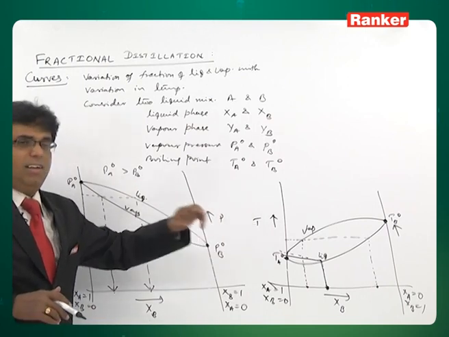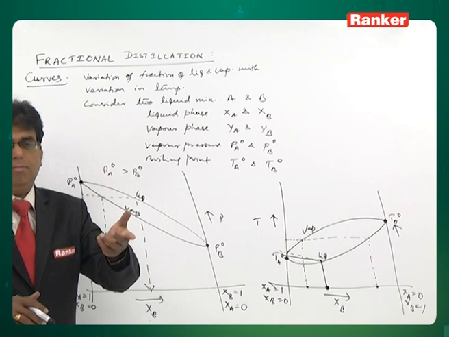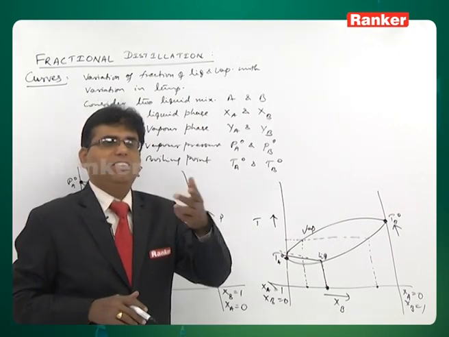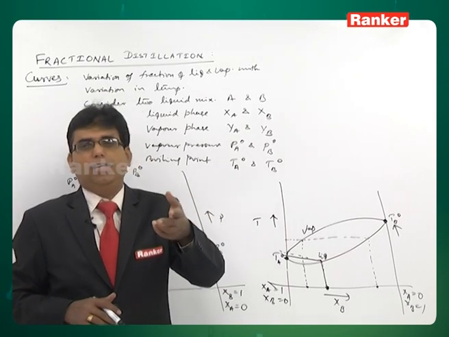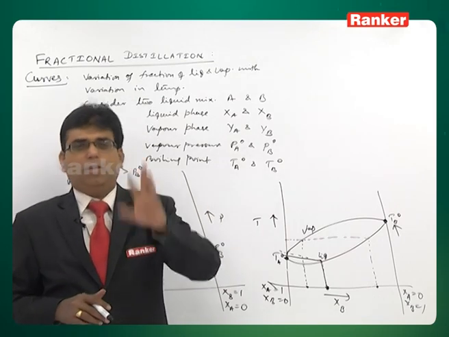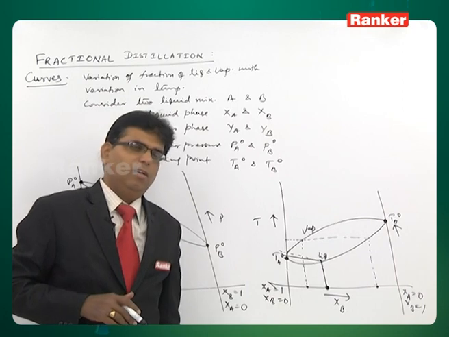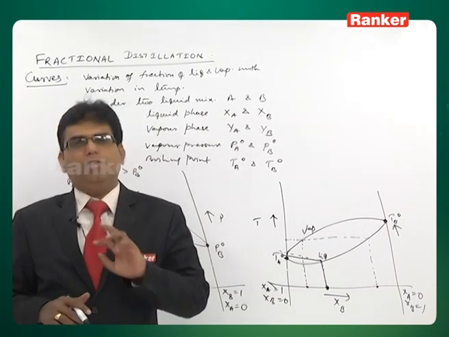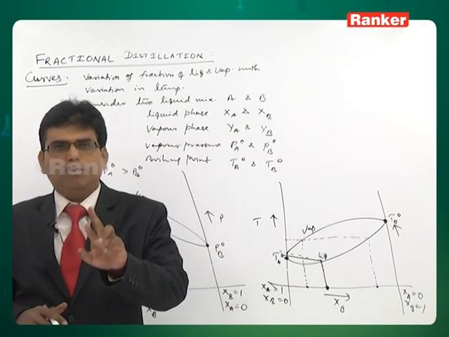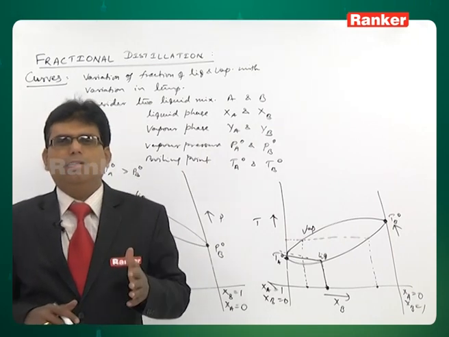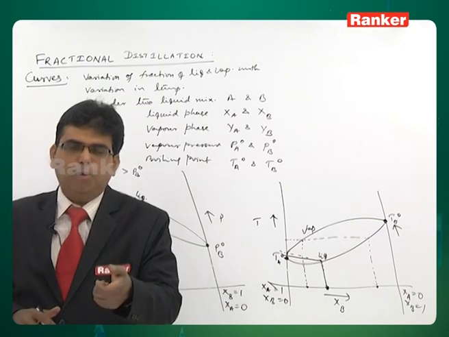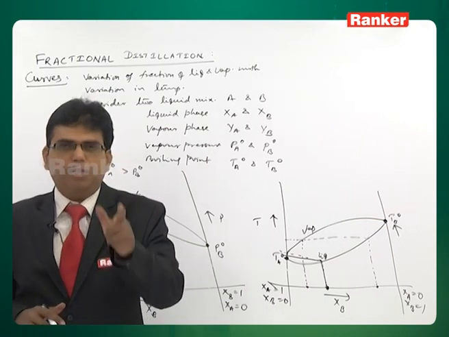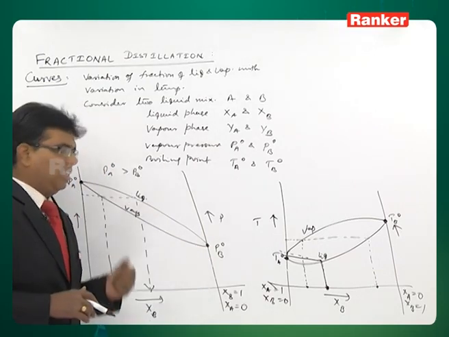Then for a non-ideal solution, how do we get it? For a non-ideal solution where P s is either greater than x A P A naught plus x B P B naught or less than x A P A naught plus x B P B naught, as we already said, it will form an azeotropic mixture. In the case of azeotropes, how do we draw these graphs, what are its consequences, and what can we read from the graph, that we discuss next.